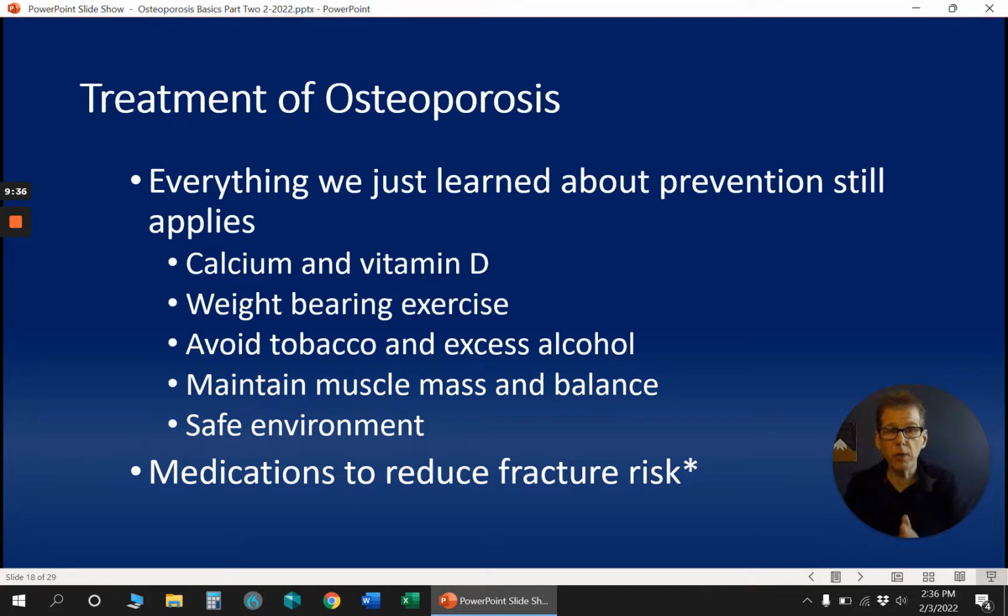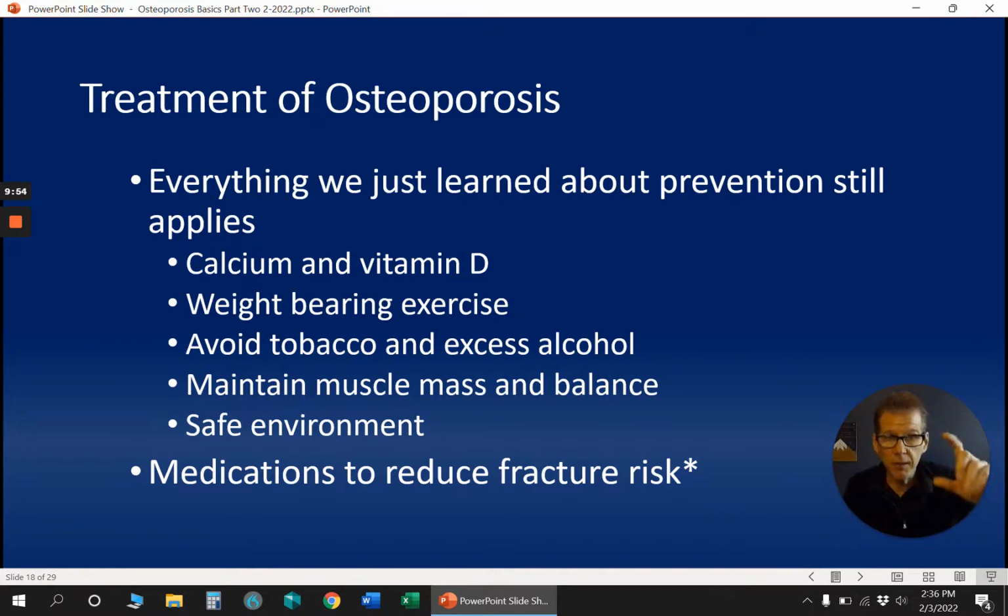Now, when we talk about treating osteoporosis, so if you've been diagnosed with osteoporosis, everything that we just talked about, calcium, vitamin D, weight-bearing exercise, tobacco, no excess alcohol, muscle mass, balance, safe environment, all of these things still apply. They are all very important.